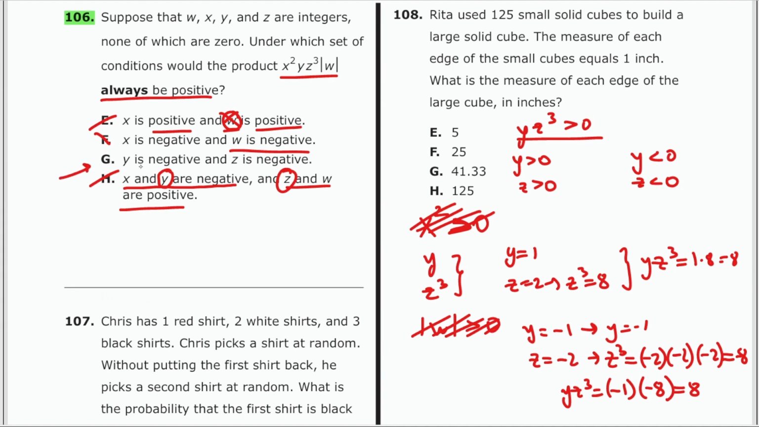But for G, check this out. So we got Y is negative and Z is negative, both negative. Another answer would have been Y is positive, Z is positive. In any case, the answer is G. That's it.